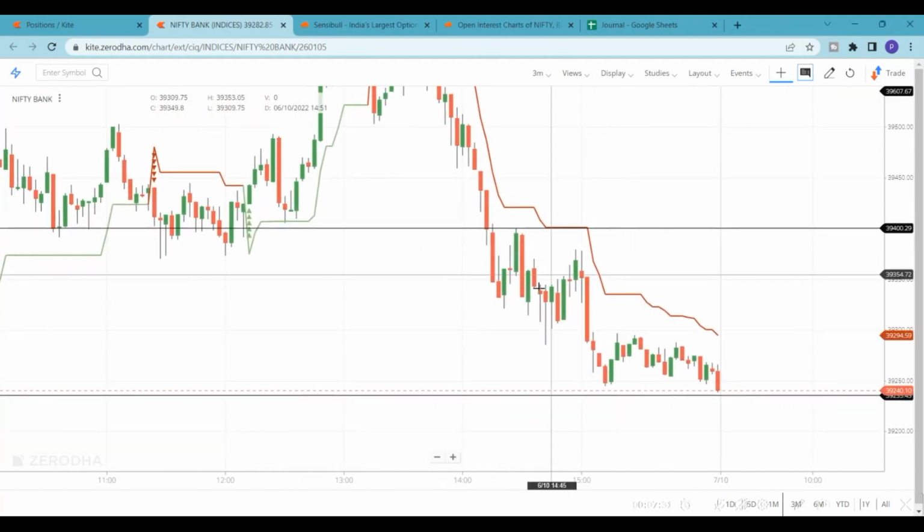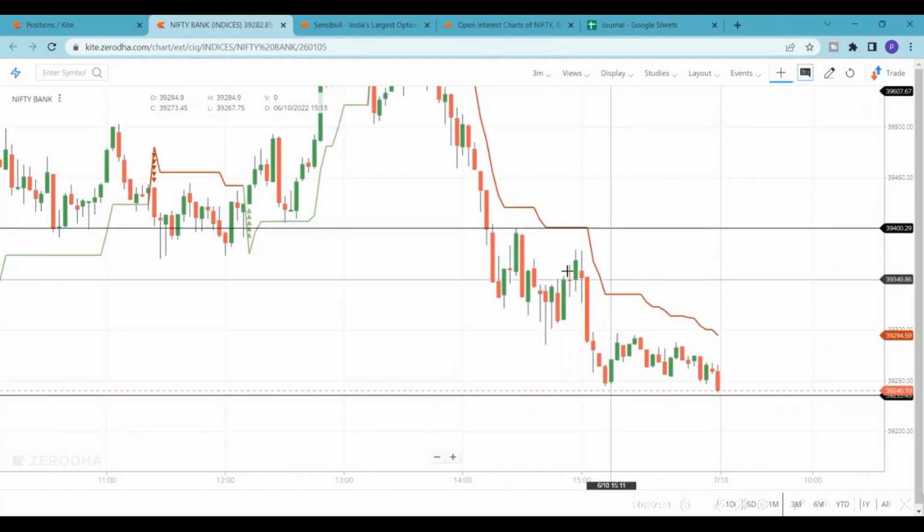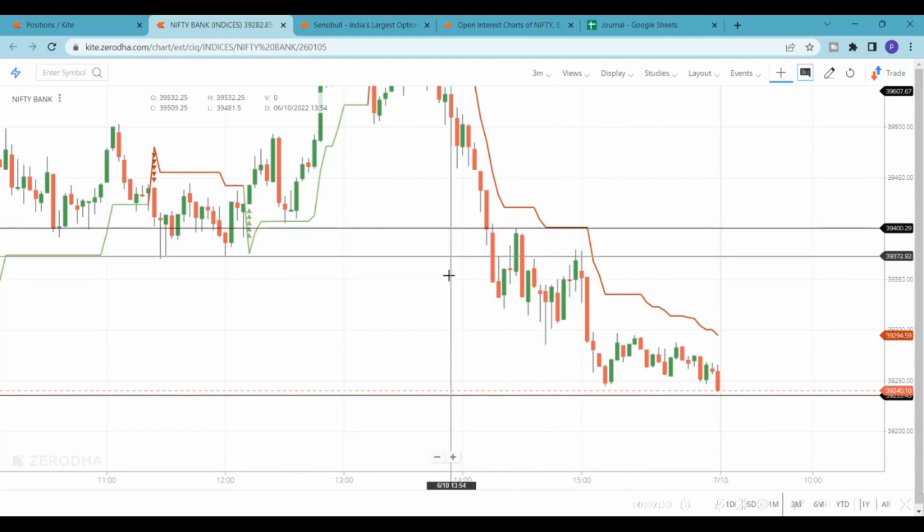Okay friends, this was what happened at the end of the day, and you can see Bank Nifty has consolidated slightly. Once again, as I told you, the area which I marked as the low of the day worked beautifully, and the area of resistance also worked beautifully, and Bank Nifty moved in this range itself.